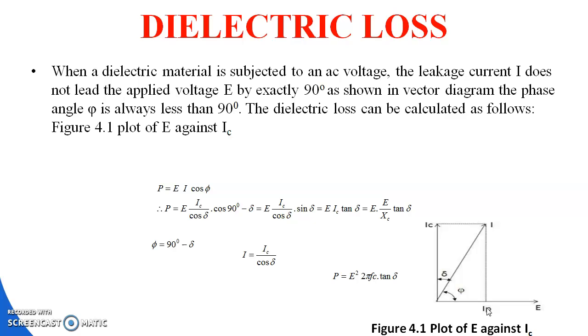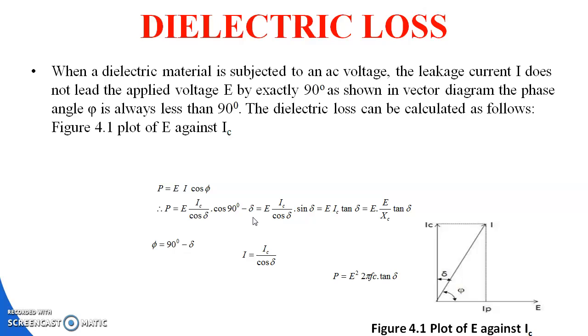So in the place of I, I can put IC by cos del. So E IC by cos del times cos phi. We know that phi plus del is equal to 90. See here the diagram, phi plus del is equal to 90. So phi is equal to 90 minus del. So P is equal to E IC by cos del, times cos of 90 minus del.